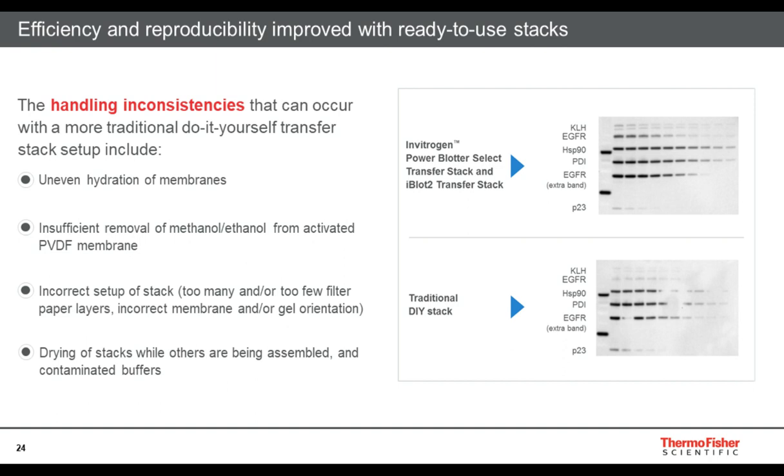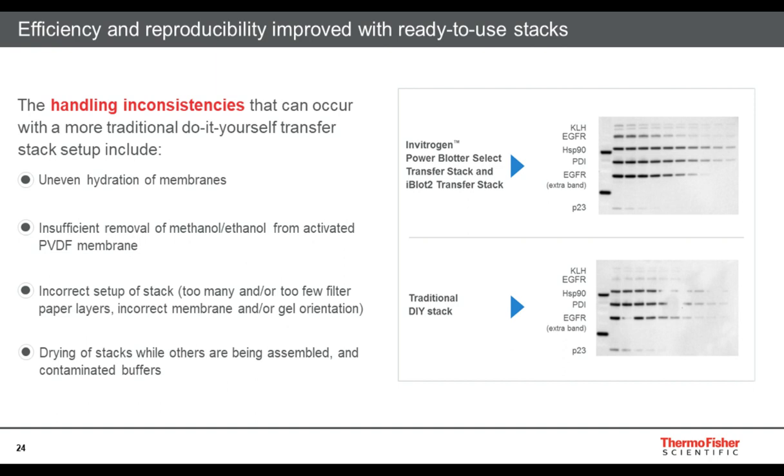Newer transfer systems have been developed to maintain and optimize transfer conditions while drastically improving the time of transfer to less than 10 minutes. Not only is convenience improved, but overall quality of the transfer can also be improved. This is critical when detecting low abundant proteins, as dead spots, blow-through, incomplete transfer, or blot-to-blot inconsistencies can result in inconclusive results. The Invitrogen fast transfer systems, which include our iBlot 2 and PowerBlotter devices, both come with ready-to-use stacks that offer performance advantages over traditional do-it-yourself stacks.